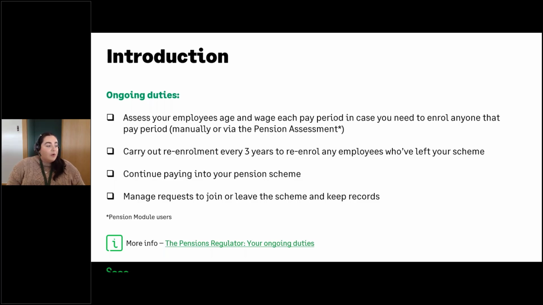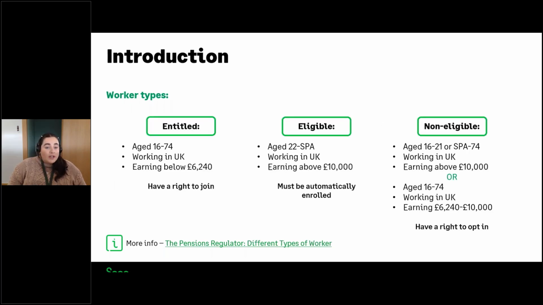And since I will be talking about them quite a lot during this webinar today, just a reminder of those worker types for your employees as well. When they're assessed, they'll be assigned to one of these worker types, and that's entitled, eligible, or non-eligible. So a bit of a recap of these. Entitled employees are aged 16 to 74, working in the UK, earning below £6,240. And these employees will have a right to join your pension scheme.